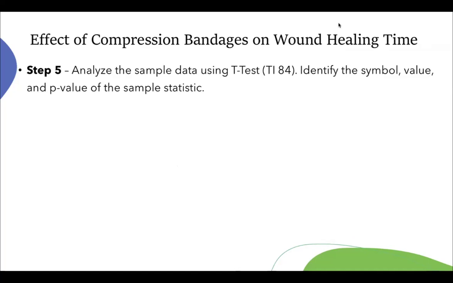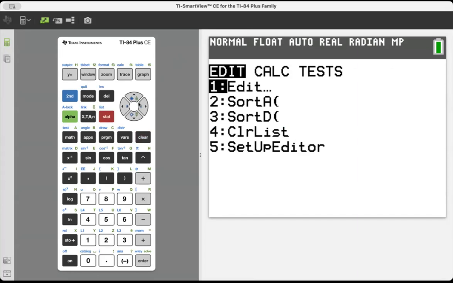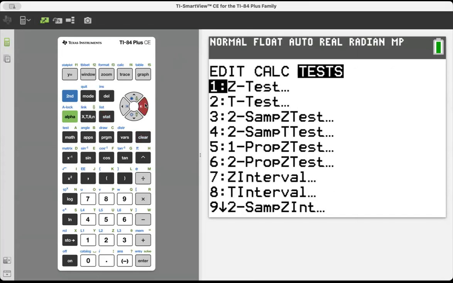Let's get our sample data into the calculator and identify the p-value. So the function on the calculator we're going to use is the t-test instead of the z-test. So hang tight. I'm going to open up the calculator. Okay, so here's our calculator. We're going to go to Stat, Tests. We're going to go over to the Test menu and to number 2, t-test.